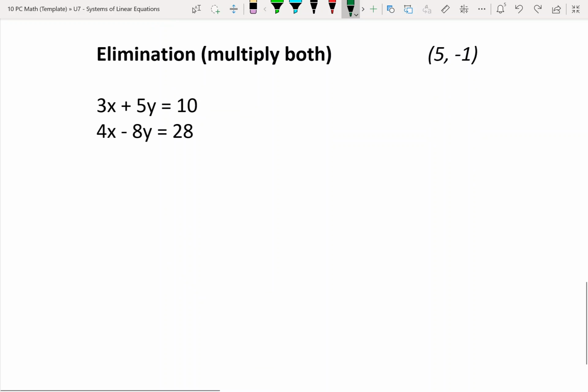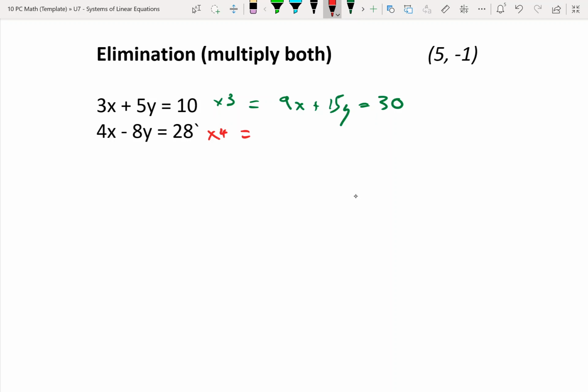The last one we're going to do is when you have to multiply both equations. So when I look at this, 3 times anything doesn't equal 4, 5 times, it doesn't work. So let's pick these ones. I'm going to multiply both equations so they become the same. The easiest way to do this is multiply them by each other. So I'm going to do this one times 3 and this one times 4. So when I do this equation times 3, it's going to turn into 9x plus 15y equals 30.